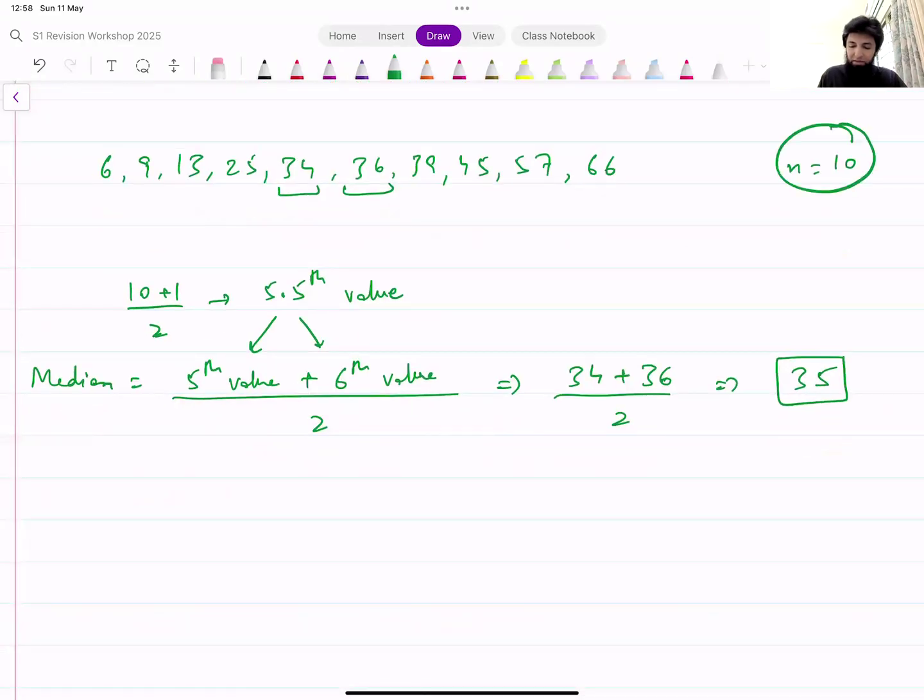Okay. If the number of values is even, for example, if we've got this set of values, n is equal to 10 in this case, 10 plus 1 over 2, you get 5.5 from that. Now, there's not any 5.5th value, right? The position has to be an integer. So what we do is, this is 5.5. We say the median is going to be the average of the fifth value and the sixth value, right? And they are 34 and 36. So I find the average, and that turns out to be 35. That's how you find median in this data.